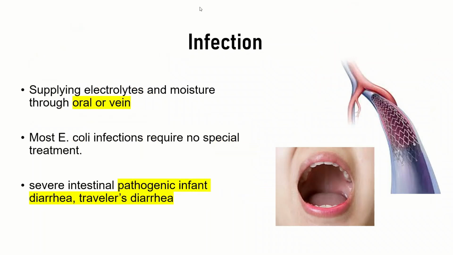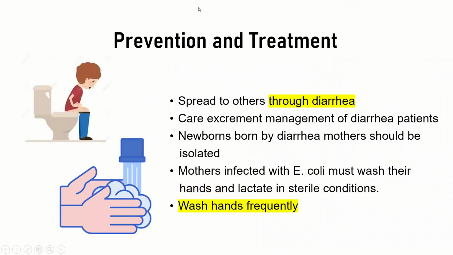However, in the case of severe intestinal pathogenic infant diarrhea, severe intestinal hygroscopic E. coli, and traveler's diarrhea, E. coli infection can spread to others through diarrhea. In order to prevent such transmission, care should be paid to the excrement management of diarrhea patients.